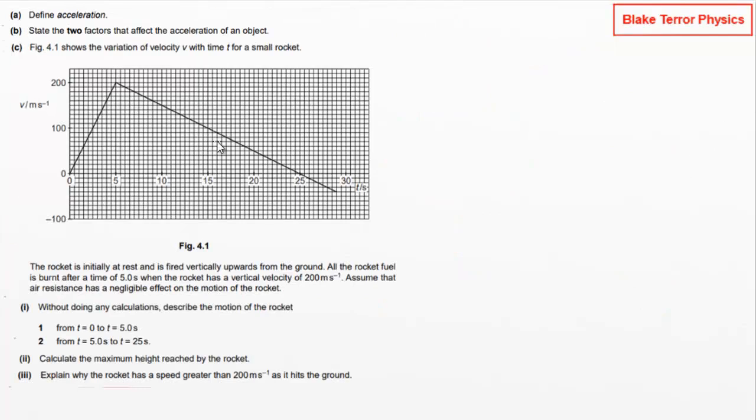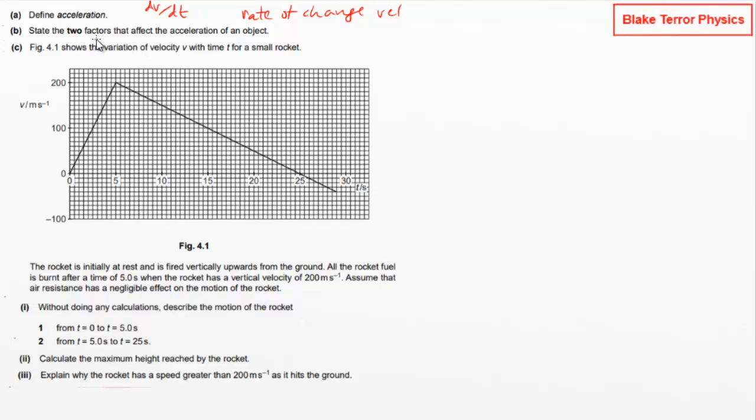Define acceleration. So acceleration is the rate of change of velocity. So we've got dv dt. If you're going to write dv dt, still say what it is because they're going to want to know what these v's and t's are. So you might as well just write out rate of change of velocity.